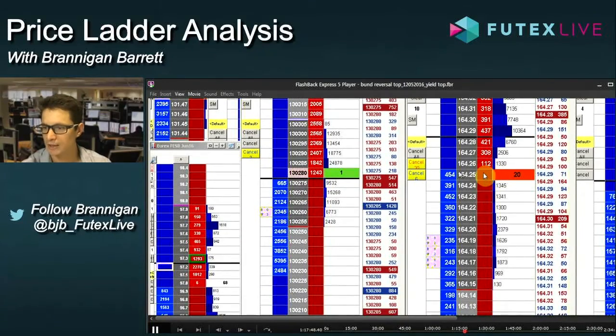So note, 25s is sitting. We can see a seller. Note where the mouse is, guys. Very important. This is a good example of what you should be doing as a trader.